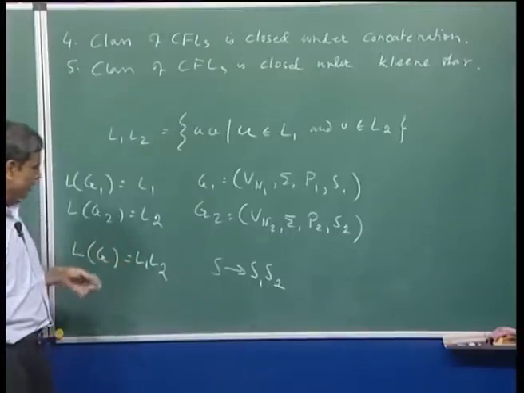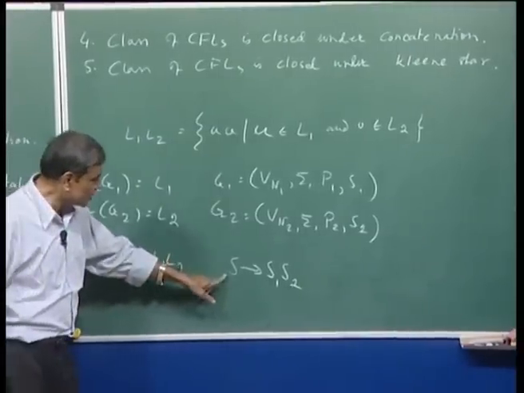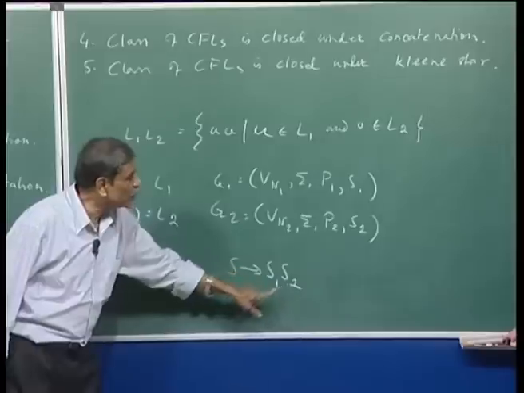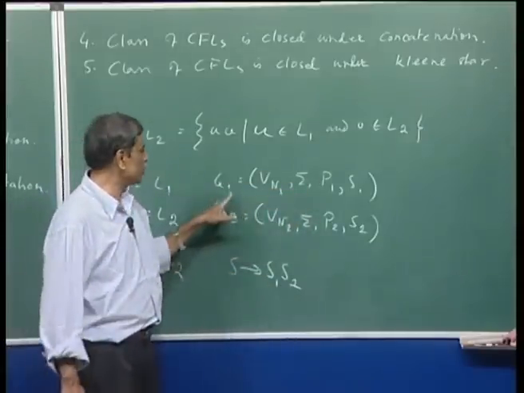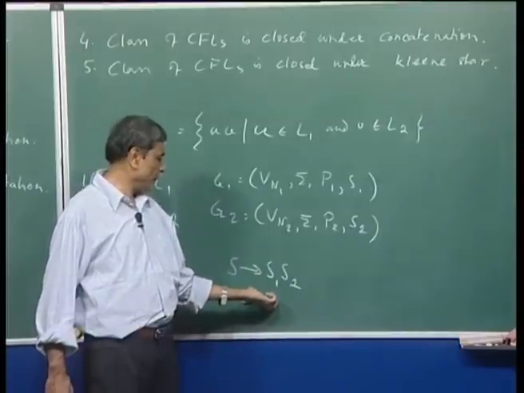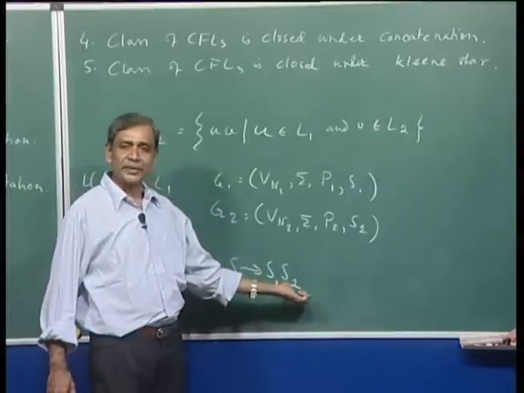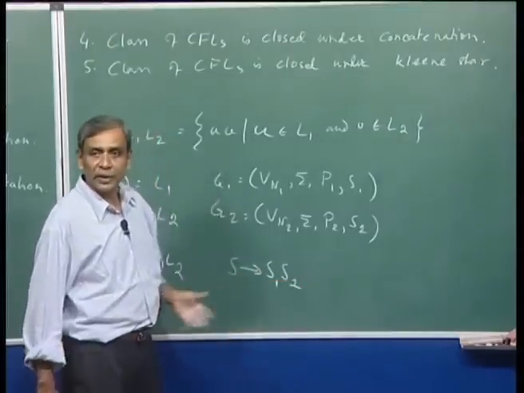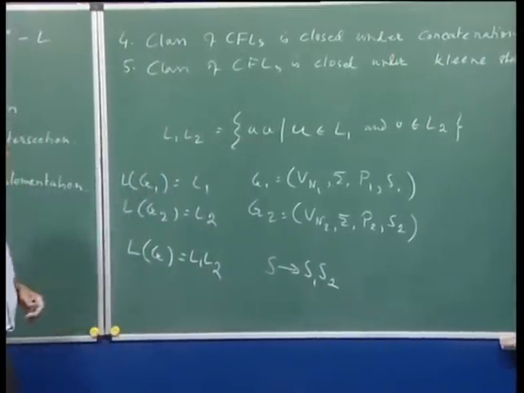So, you can easily see that if you start with this S, we generate S1 S2, where S1 and S2 are the start symbols of G1 and G2. So, through S1 I can generate any string of L1, with S2 I can generate any string of L2, and therefore, I can generate the concatenation language.